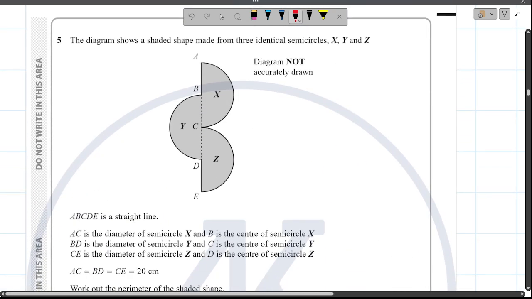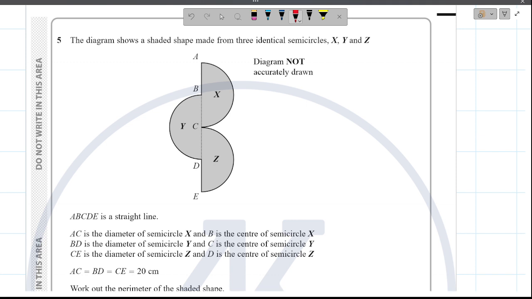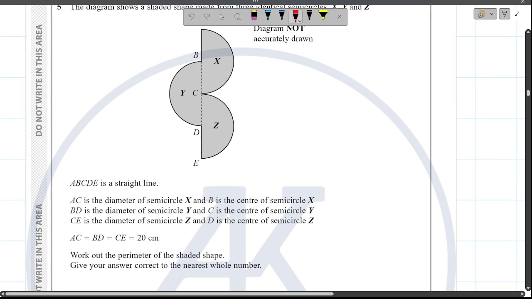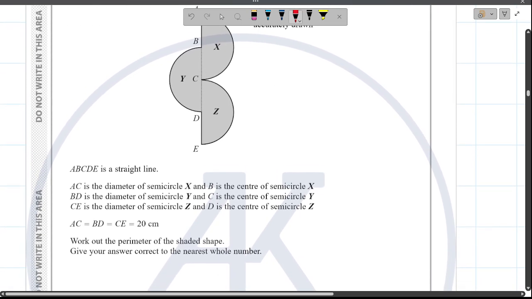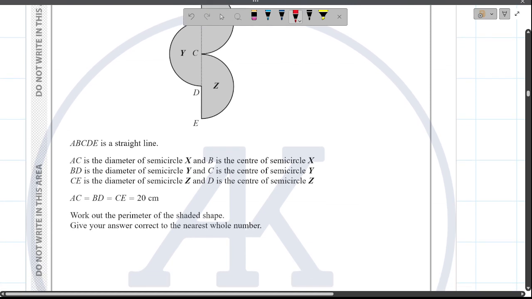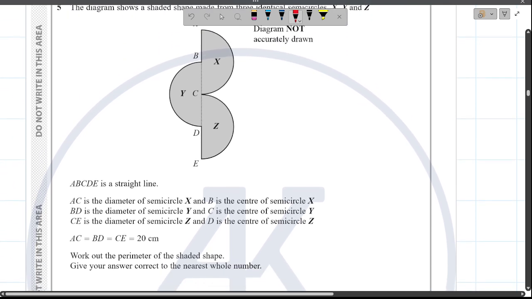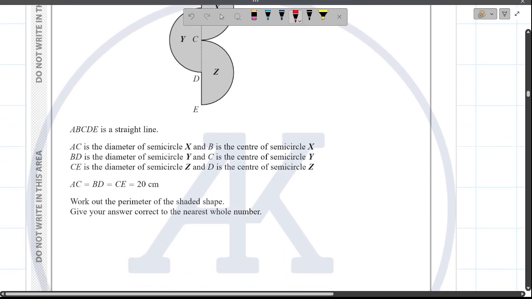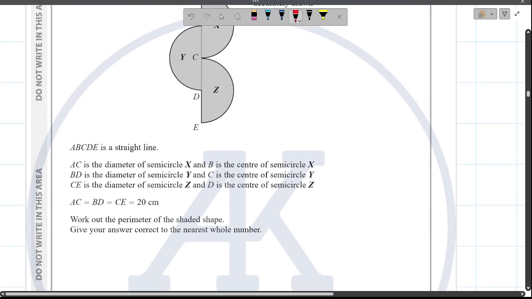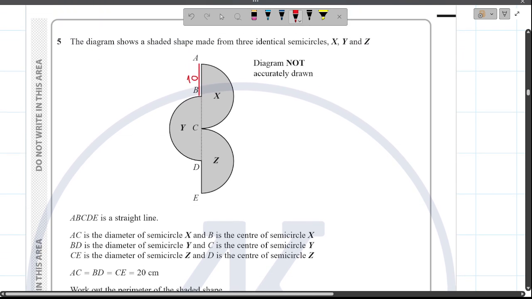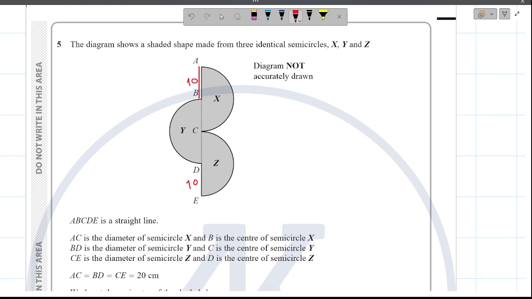The diagram shows a shaded shape made from 3 identical semicircles. AC is the diameter of the circle with center X, and C is the center of Y, D is the center of Z, and each one of these lines is a diameter. AC, BD and CE equal 20 centimeters. Work out the perimeter of the shaded shape. So for the perimeter, first we have the radius, so it's 10. We have diameter 20, and this is 10 centimeters.